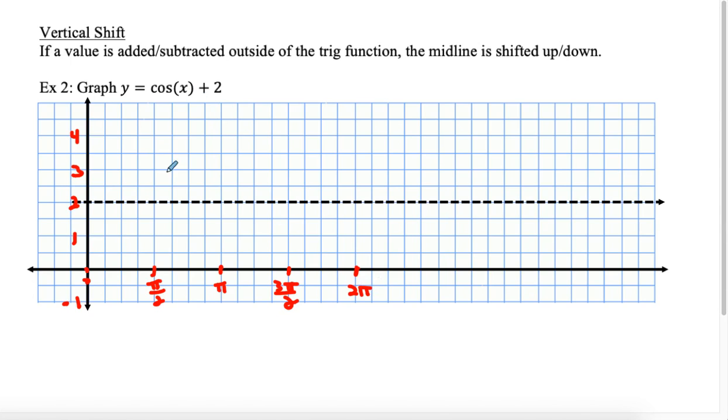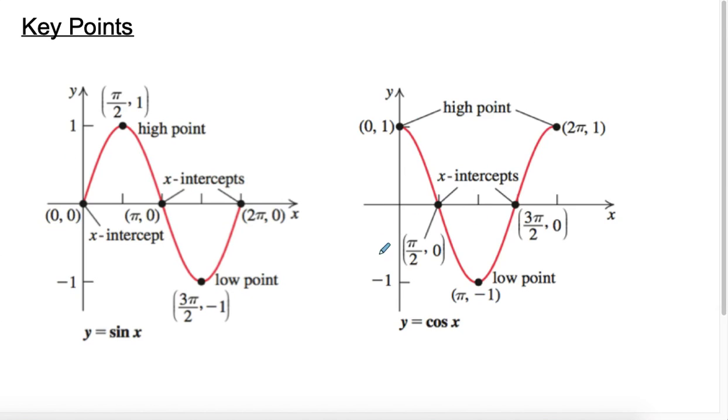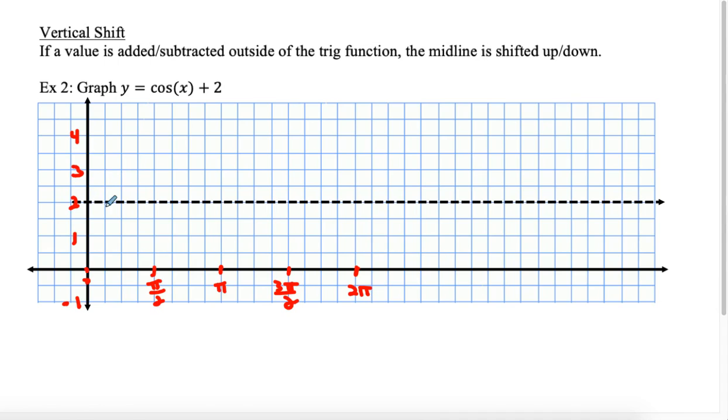But now, since I shifted everything up, now I need to think about going up 1 from the midline, okay? So here, cosine usually starts at 0, 1, right? 1 unit above the x-axis. In this case, we're starting 1 unit above the midline. If the midline is at 2, that means I'm going to start at 3. My next value is going to come down and cross the midline at pi over 2.